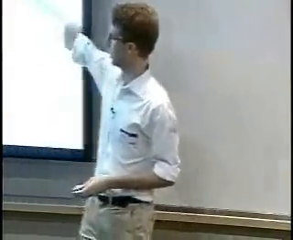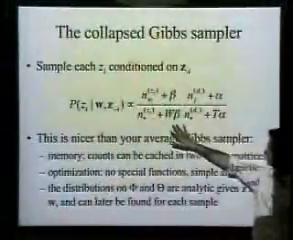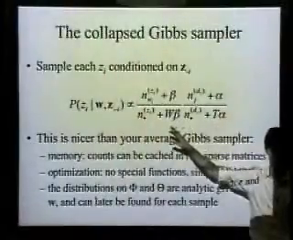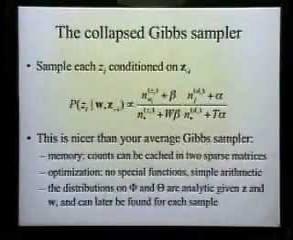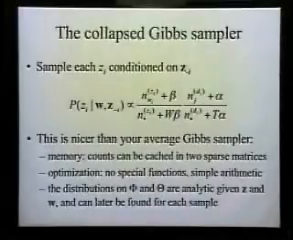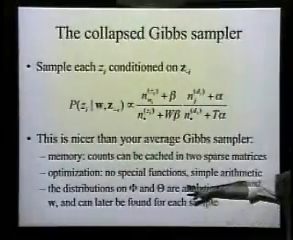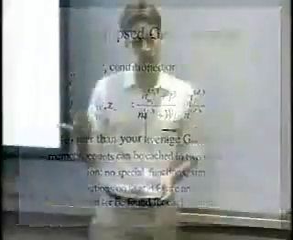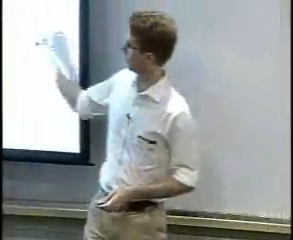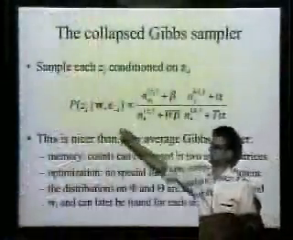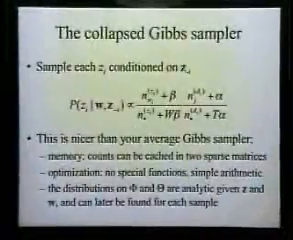All that we need to do in order to actually run the algorithm is sample from this distribution repeatedly, and you can see that there's no special functions in here. All that we have to do is some simple arithmetic. And if we want to get back information about the distributions on phi and theta, we can actually compute those distributions analytically from this ensemble of z and w, and then we can sample from those distributions as well.